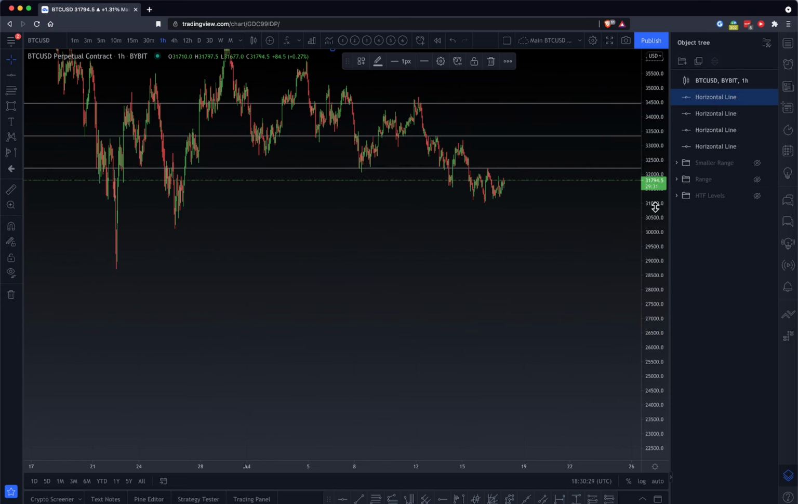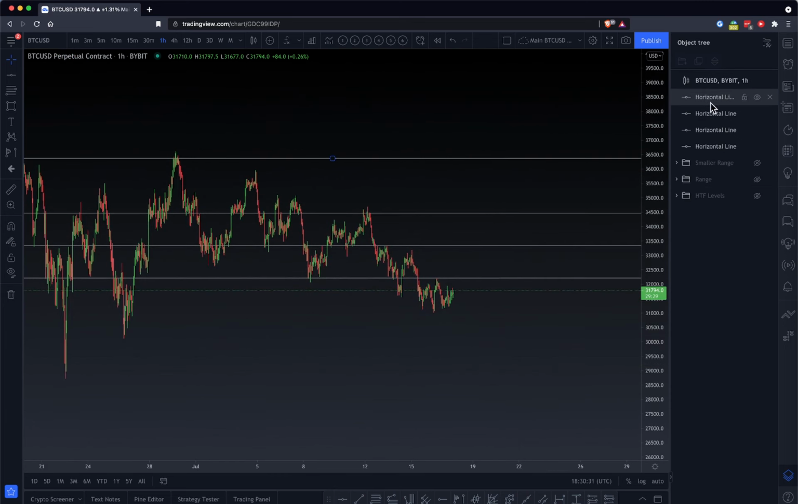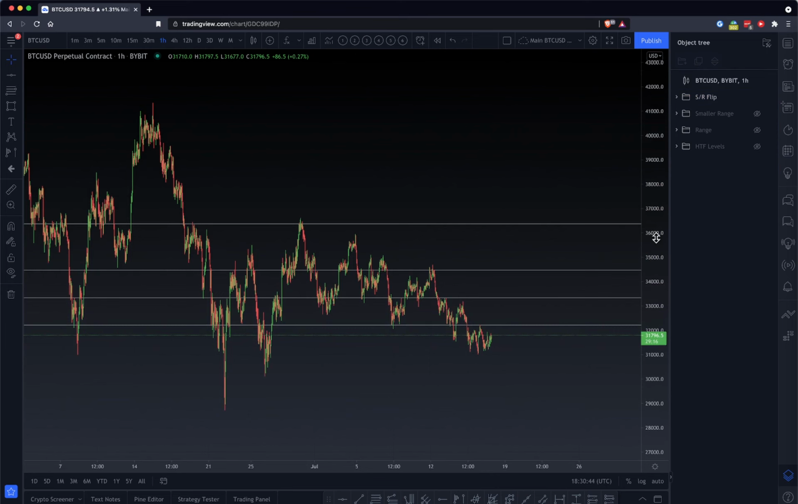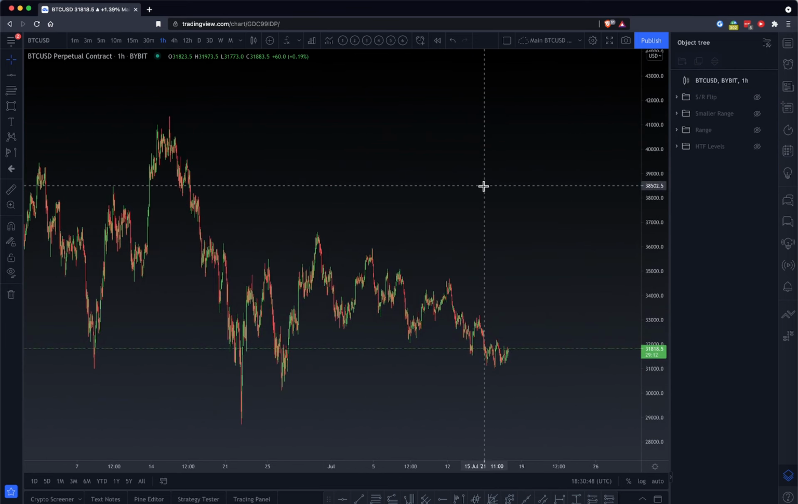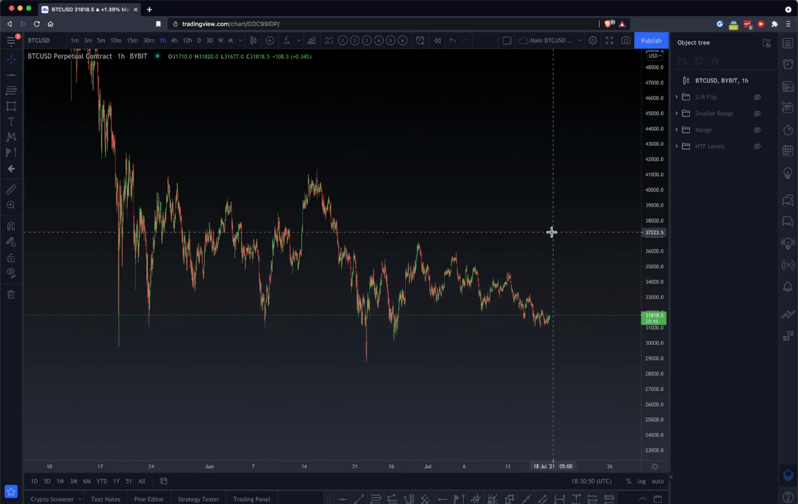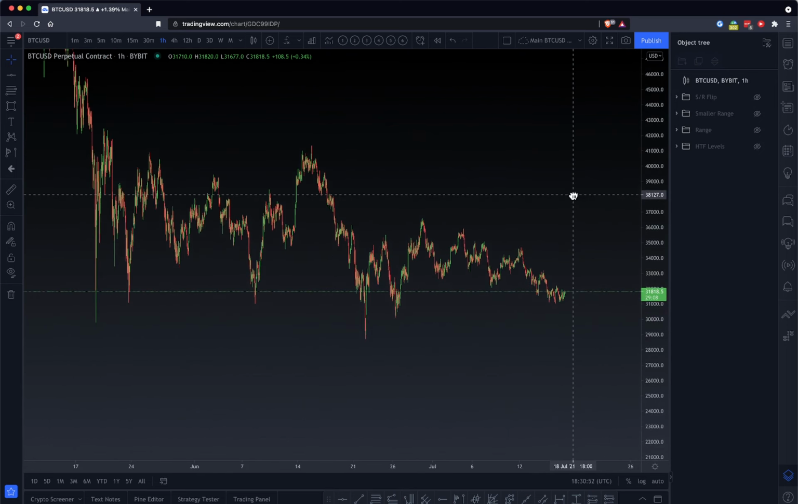Okay, so let's mark these levels as SR flip. They are very useful for very low time frame scalps. Okay. Now let's go for the volume levels.